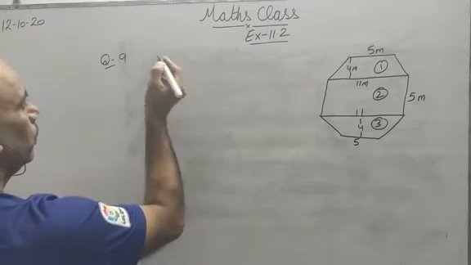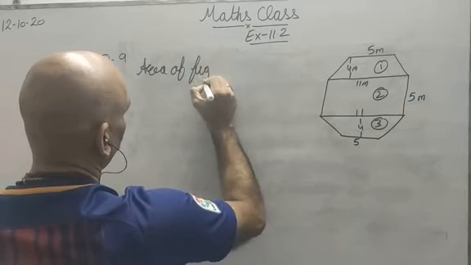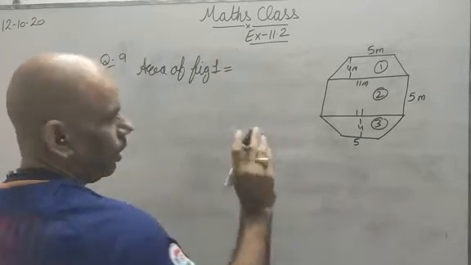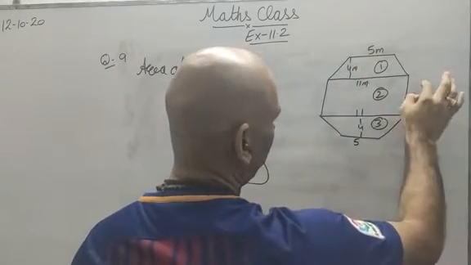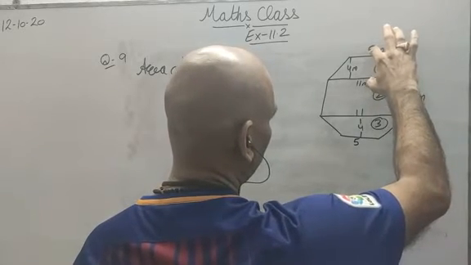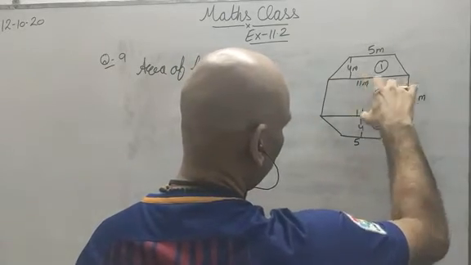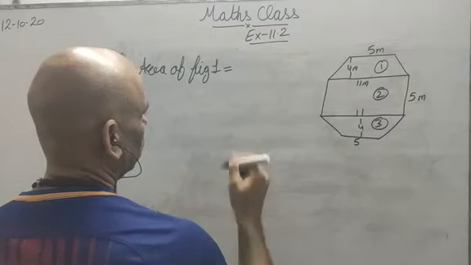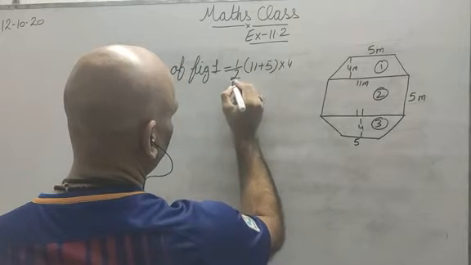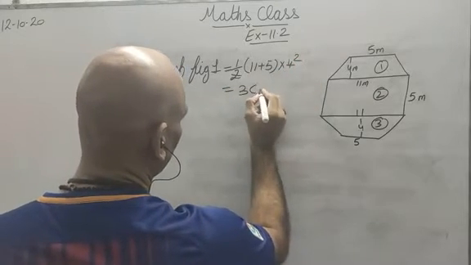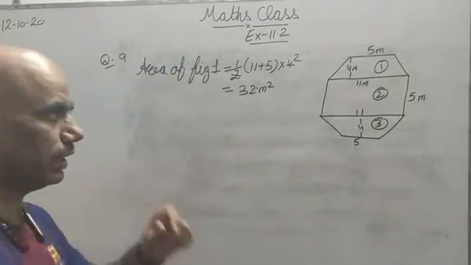Okay, so area of figure 1. Now, first, the most important thing is that you should be clear how we have divided. This is 11, this is 5. These two are parallel sides. This is the height between them, so it is a trapezium. I have drawn a line here also. So this is a rectangle of 11 by 5, and this is a trapezium. So half into 11 plus 5 into 4 is 32 meter square, the area of figure 1.